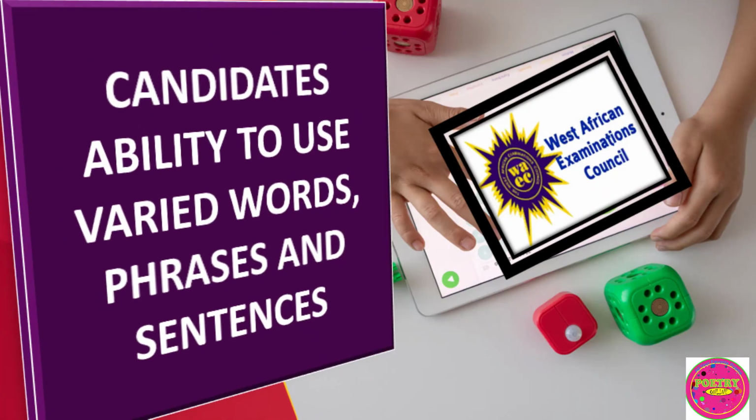6. Candidates are expected to use varied words, sentences, and phrases in their essays. Here, examiners look out for unnecessary repetition of words, sentences, or phrases. Repeating the same words or sentences frequently makes your work boring and irritating. Try as much as possible to vary your words, phrases, and sentences. Remember, the purpose of writing an essay is to test candidates' ability and competence in writing. Hence, repeating the same word or phrases several times is not advisable.